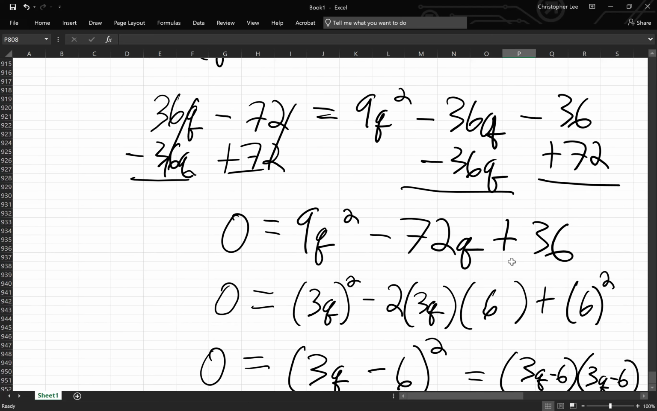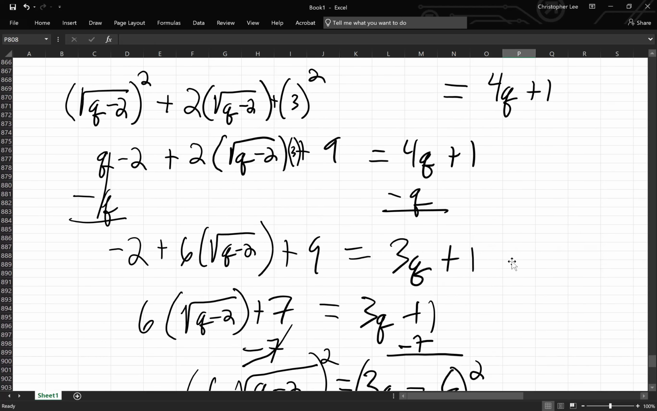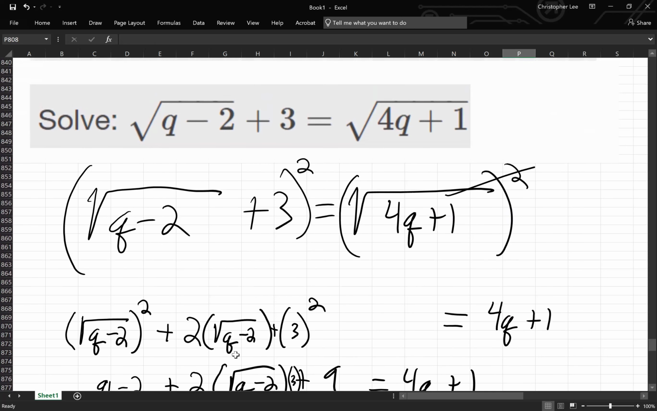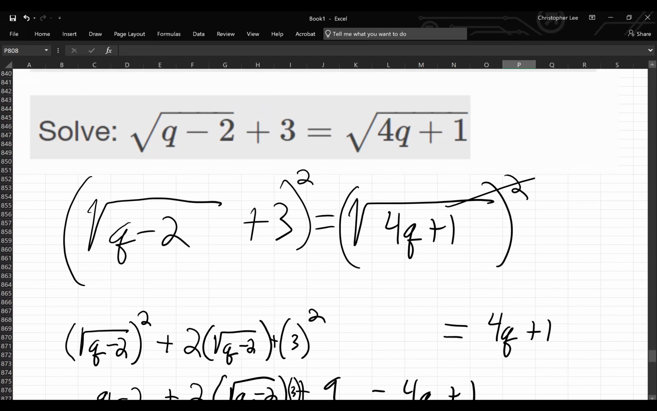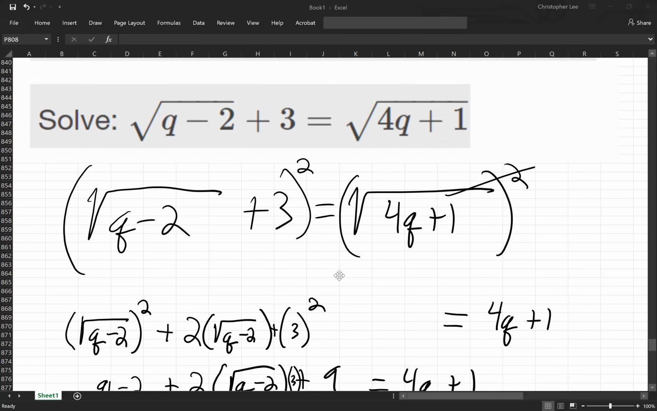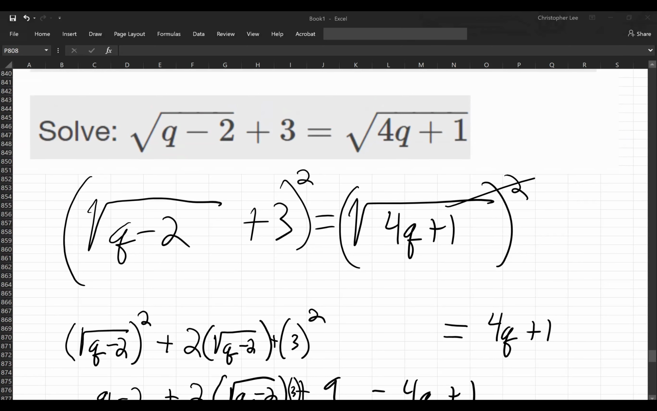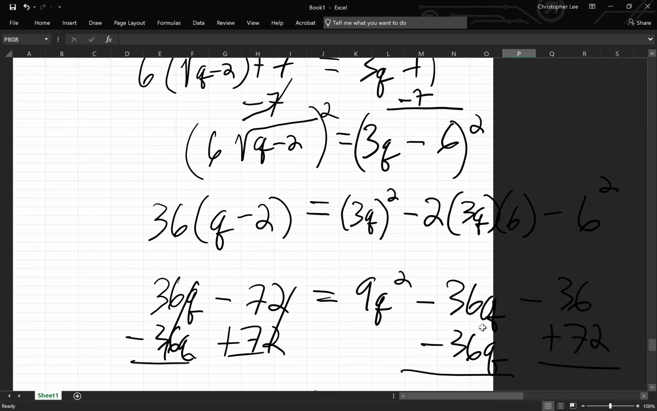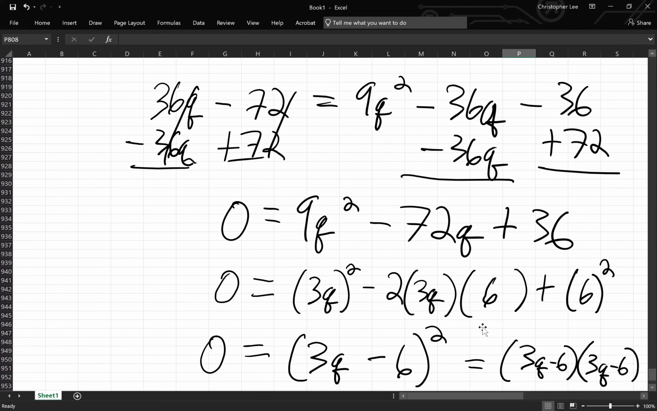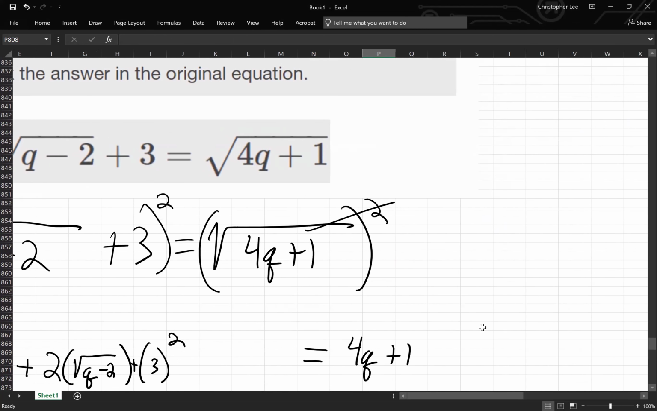Same thing, you want to plug it in to check it. Give me 1 second. Do I have time? Yeah, I'm good. I am good. Let's check this out. So I forgot what answer I got. 2, right? So let's verify this.